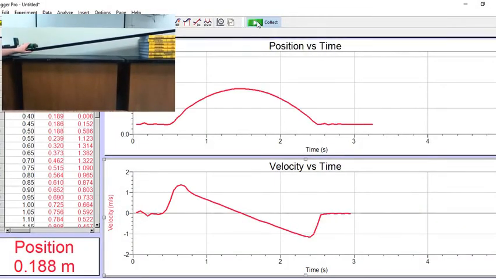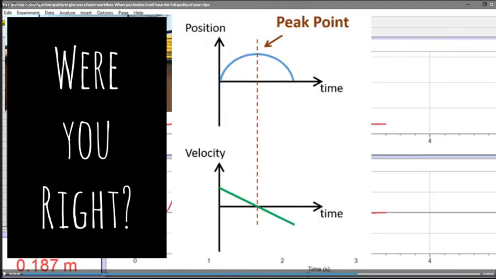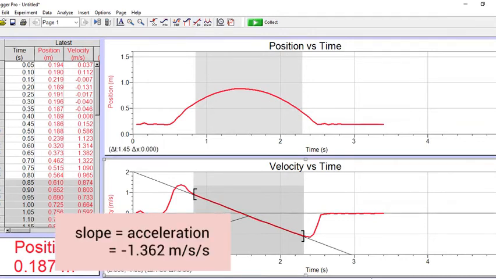In this case, the position started near 0, went up, and came back down. Notice that the peak point on the graph lines up exactly with where the velocity was equal to 0. And notice that the velocity had a constant rate of change, or acceleration, during the entire motion.